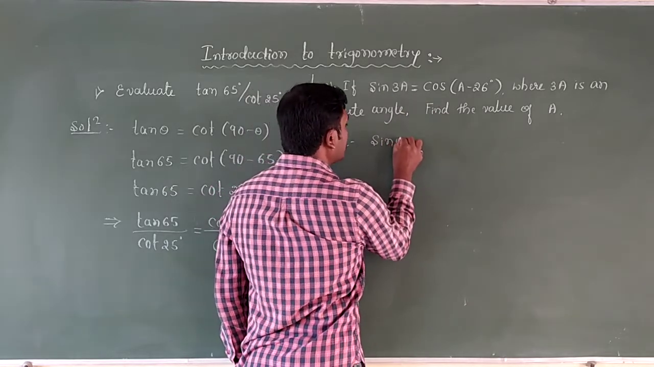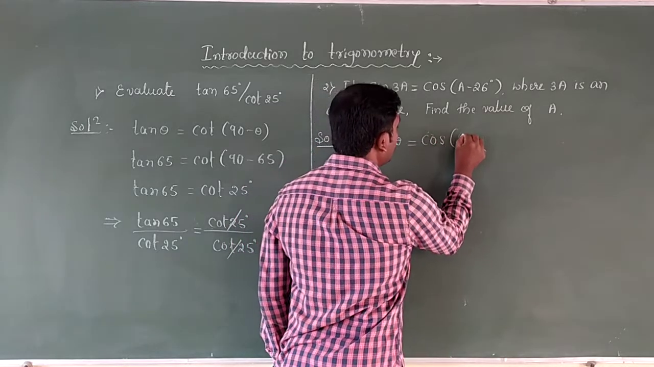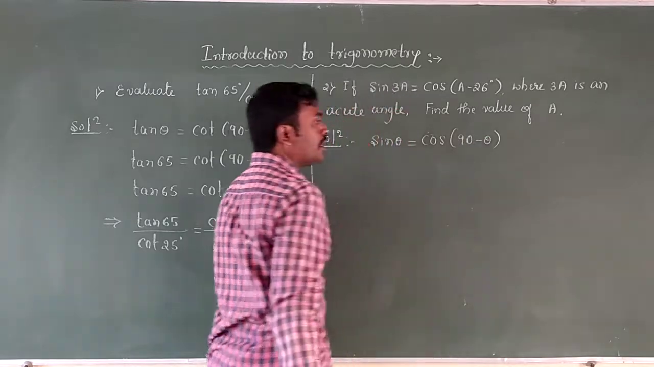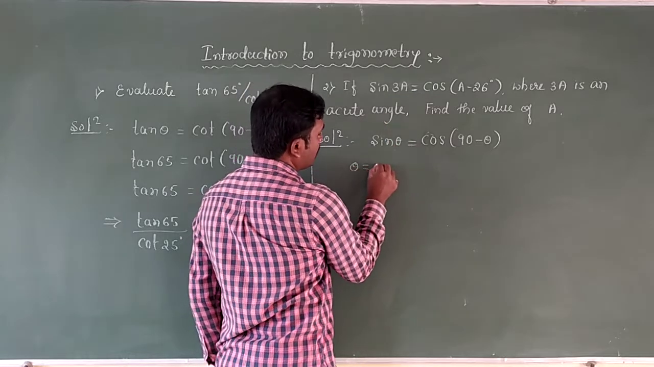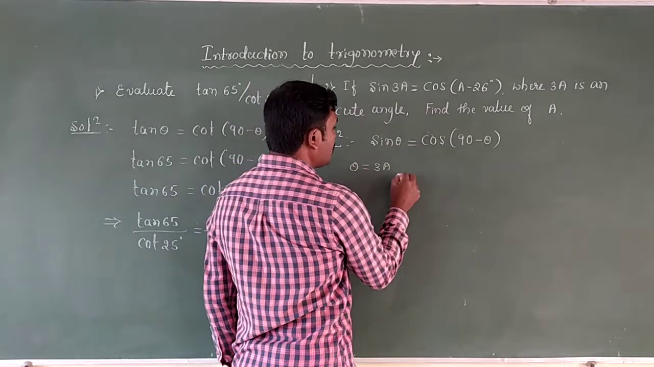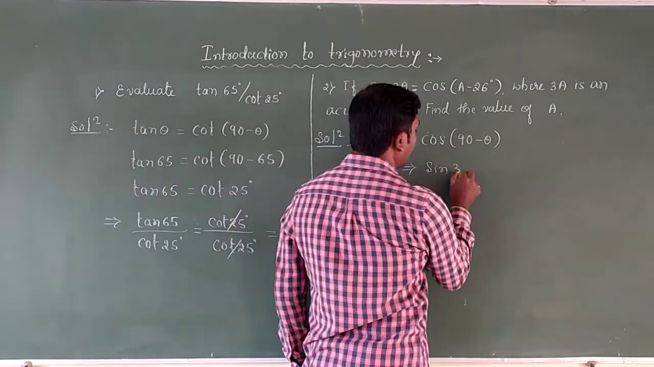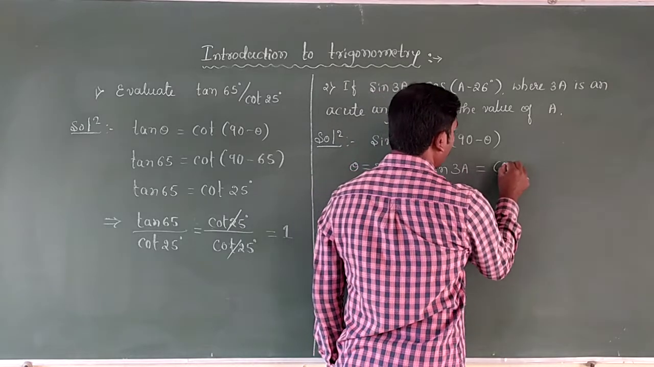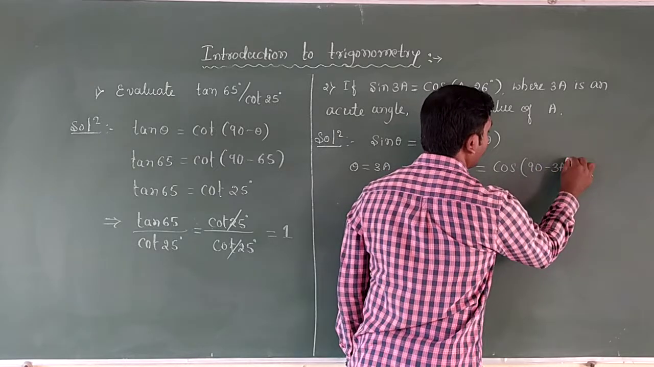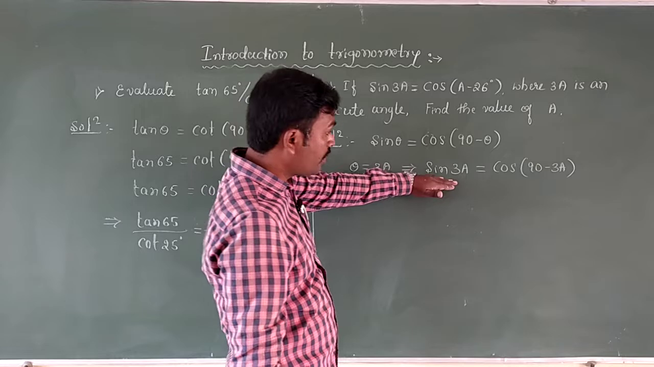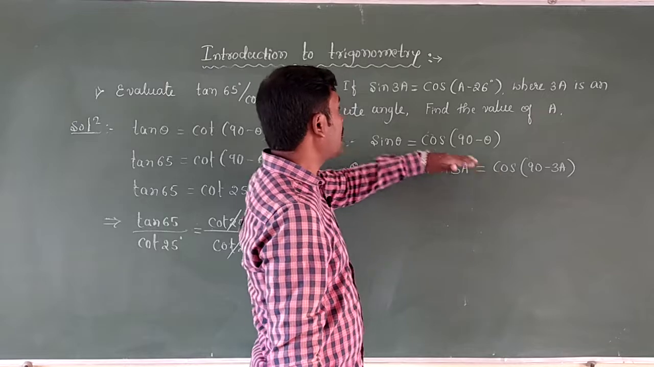We know that sin theta is equals to what, children? Sin theta is equals to cos 90 minus theta. Here the value of theta is given what? 3a. Theta is equals to 3a. So this implies sin 3a is equals to cos 90 minus 3a. So the value of sin 3a is what? Cos 90 minus 3a.